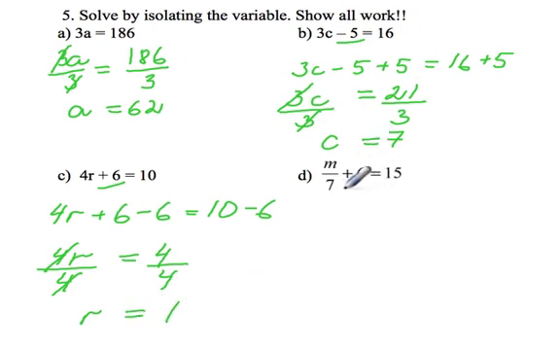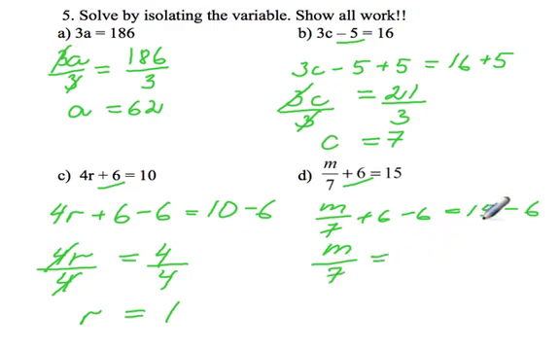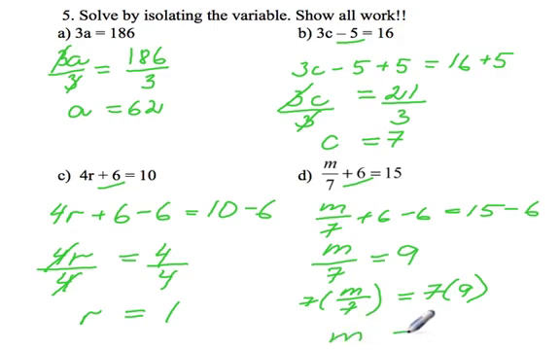Question D, the separate value is 6, so we're going to subtract 6 on both sides of the equation. On the left side we have m over 7 equals 15 minus 6 is 9. Now we would multiply both sides of the equation by 7 in order to isolate m. So 7 times m divided by 7 equals 7 times 9. 7 times m divided by 7 is m equals, and 7 times 9 equals 63.